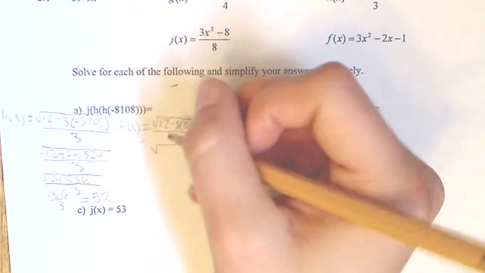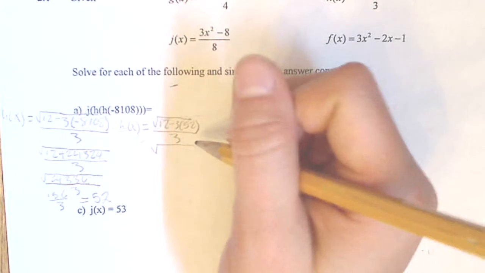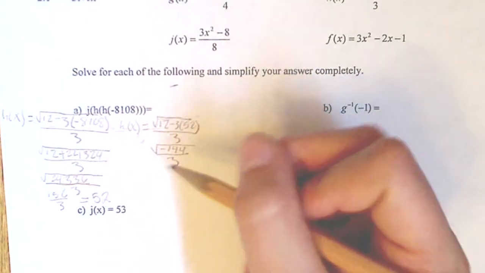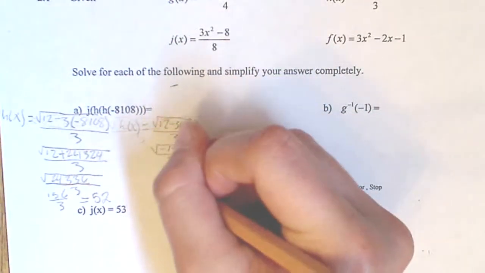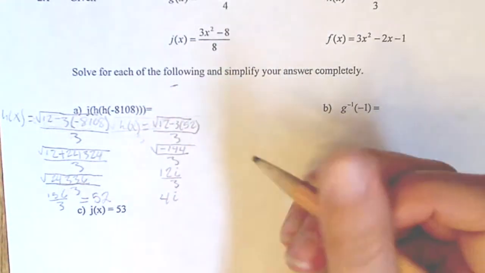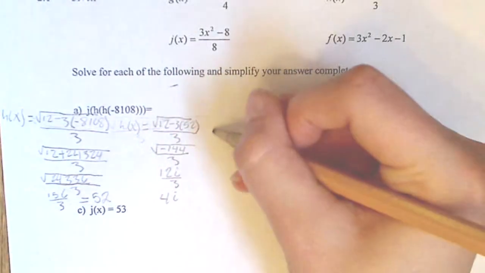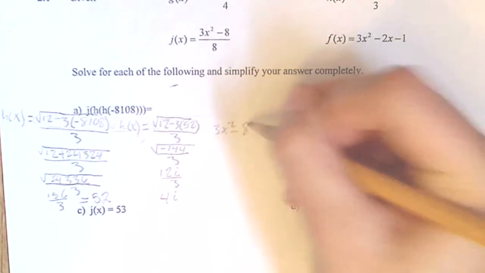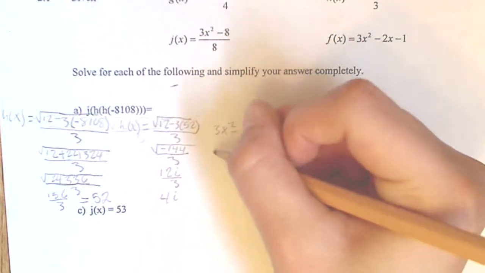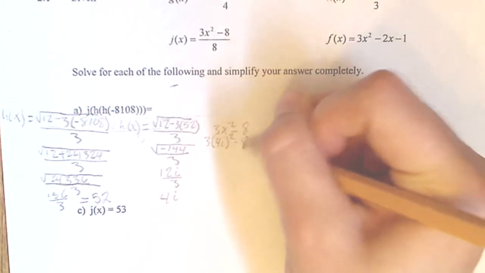So you have the square root of 12 minus 156, which is the same as negative 144 over 3. So when you take the square root of negative 144, you get 12i over 3, or 4i. So now you have 4i, and you're going to plug that into this equation j. So you have 3x squared minus 8, but for x you're going to plug in that 4i. So 3 times 4i squared minus 8.